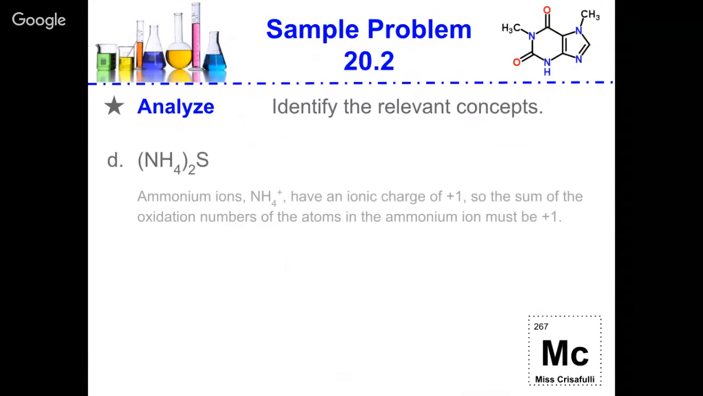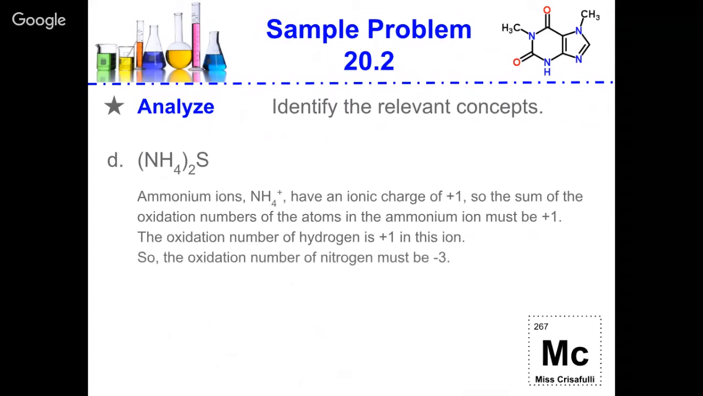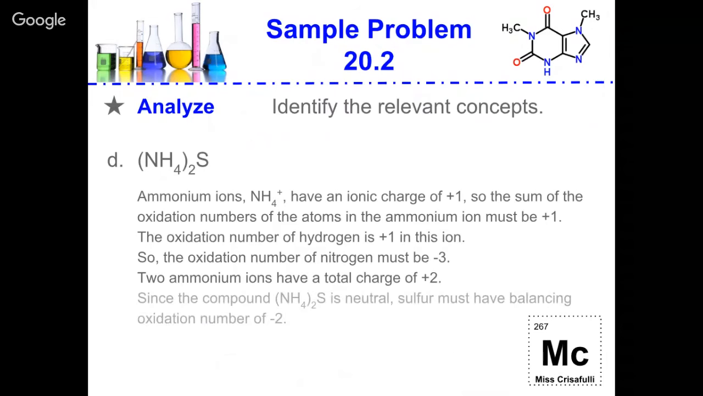Okay, and last one. Ammonium ions have an overall charge of +1. So the sum of the oxidation numbers for the hydrogen and the nitrogen needs to equal +1. The oxidation number of hydrogen is going to be +1 in this case. So the oxidation number of nitrogen needs to be -3. And then since we have 2 of those with an overall 2+ charge, sulfur needs to have a -2 oxidation state. So if we look at this together, we have a -2 for the sulfur, a -3 for the nitrogen, and a +1 for hydrogen.